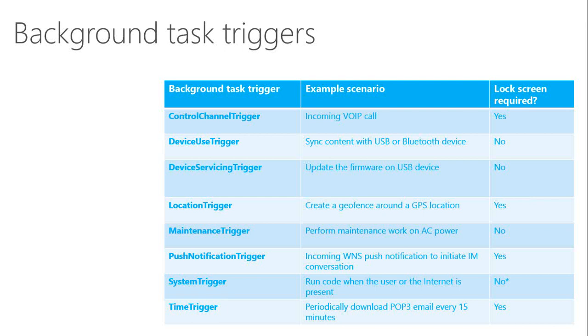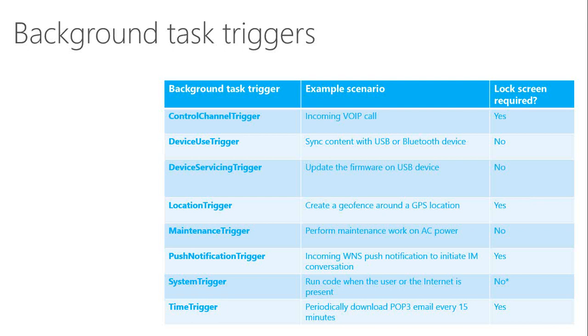System trigger runs code when the user or the internet is present. System triggers are basically a bag full of triggers available for the developers. There are certain scenarios that we have identified which may be useful for the developers, and the system triggers are provided for them. So let's say that for a particular scenario or for a particular application, there are a few conditions that need to be satisfied to execute the background task.